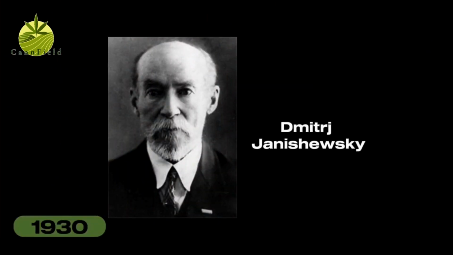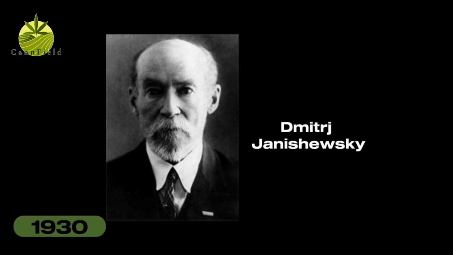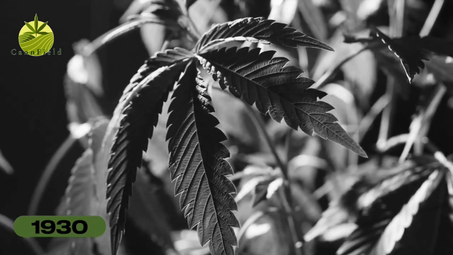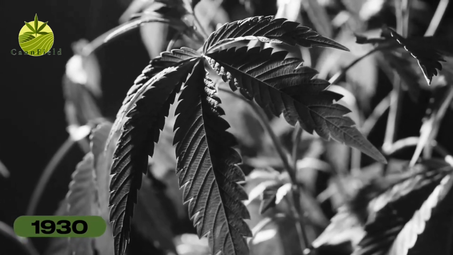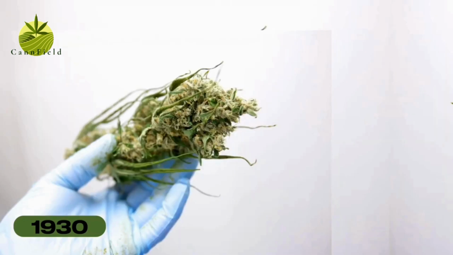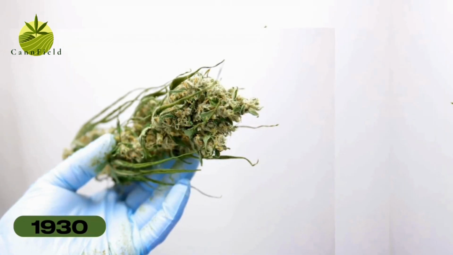In 1930, Russian botanist Dmitry Januszewski identified a third type of cannabis plant, the ruderalis. What's important to understand is that these terms are botanical in nature, not pharmacological, rather than telling us about the potential effects that come with consuming a sativa or indica. These categories speak to the shape and size of a given cannabis plant's leaves and the fiber they produce.